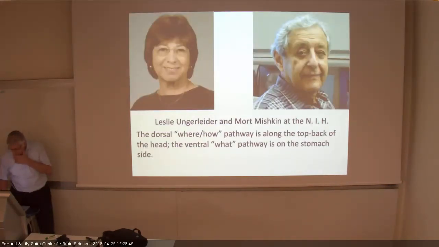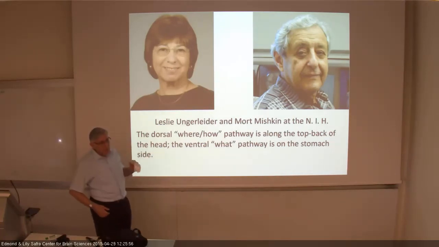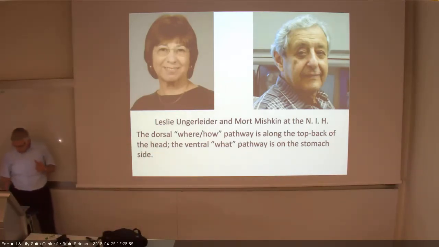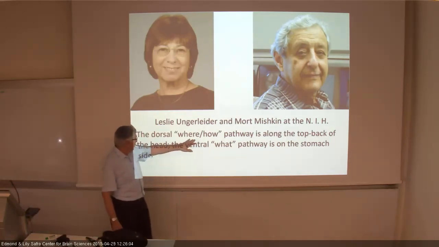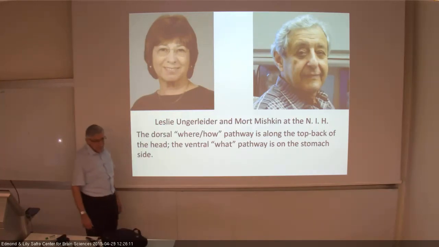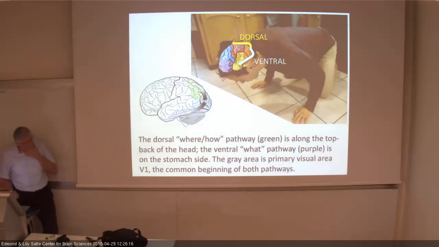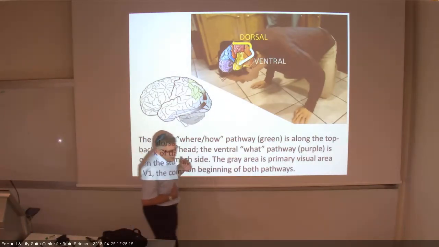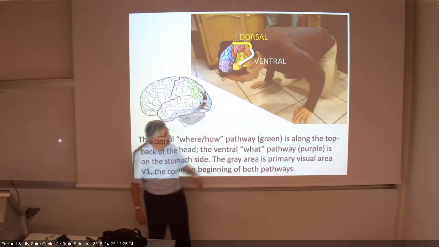Let's just give recognition where it's due. Mortimer Mishkin and Leslie Ungerleider at NIH are the ones who first proposed the separation of the ventral and the dorsal streams. They said that the dorsal stream tells us where something is, and the ventral stream tells us what it is. We have a separation between what and where. Just remember: ventral means near the stomach, and dorsal is near the back. Okay.